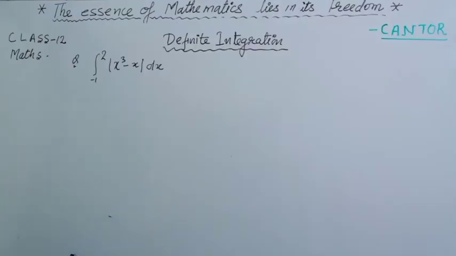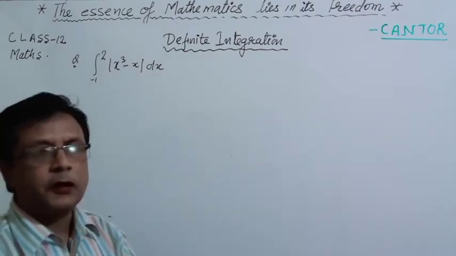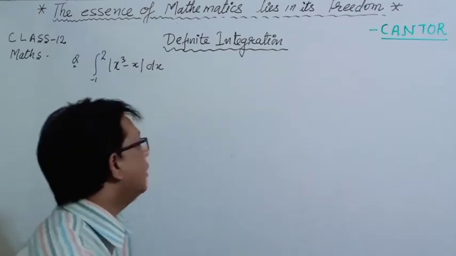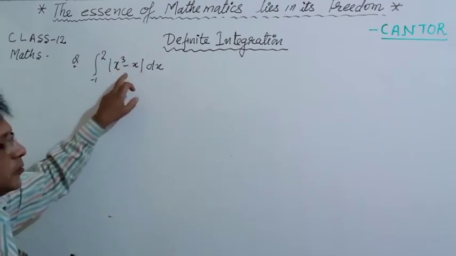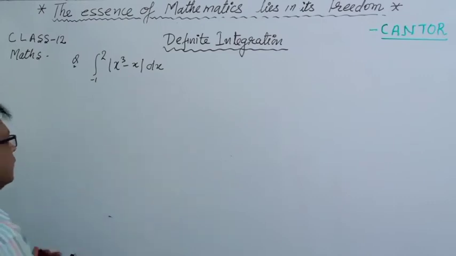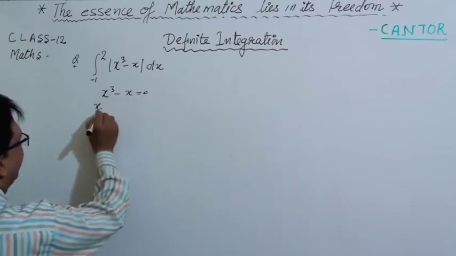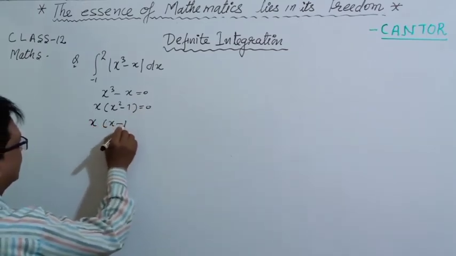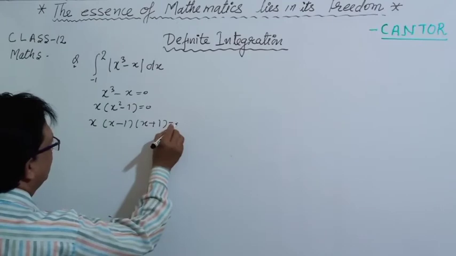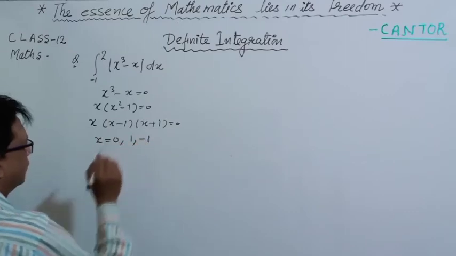Properties of definite integration. So I will tell you about the modulus function. First we check where the modulus function breaks. Here a cubic equation is given. So first we find where the modulus function breaks. For this we equate this function equal to 0. So let's do this. x cube minus x is equal to 0. It means x common, x square minus 1 is equal to 0. (x minus 1)(x plus 1) is equal to 0. So the turning points are 0, 1 and minus 1.